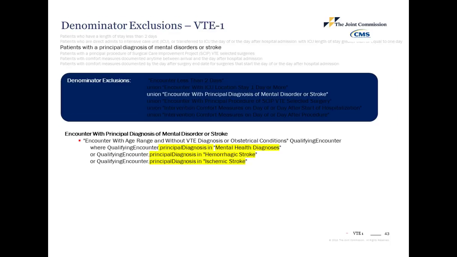In the third exclusion, the encounter with principal diagnosis of mental disorders or stroke, we use the principal diagnosis attribute to look for mental health diagnosis, hemorrhagic ischemic stroke.